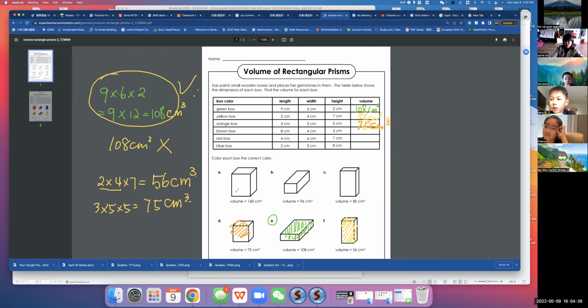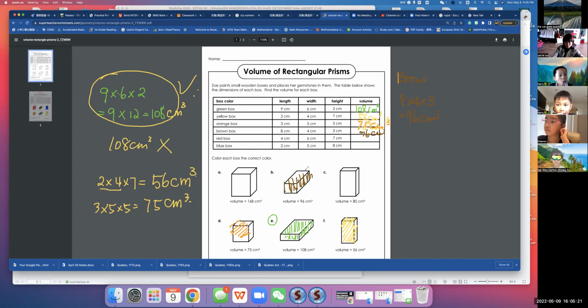Okay, next one, brown box. I want to call Colton to tell us how to calculate the brown box. You just do 8 times 4 times 3, cm cubed by the way. Equals what? 96 cm cubed. Which one? Number B, right? So okay, B.